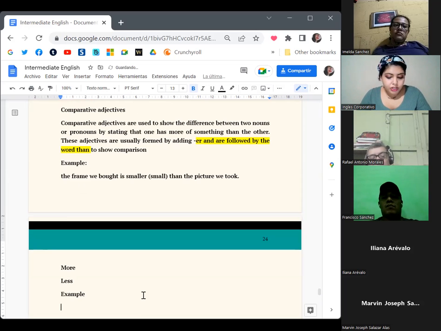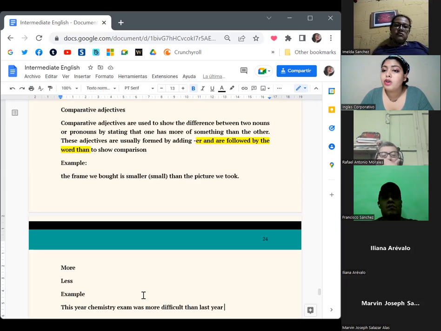So we have, this year the chemistry exam was more difficult than last year. In this case, we're going to use more, more difficult than last year. So in this case, we are not going to modify the adjective, because in that case, we are going to use more or less.